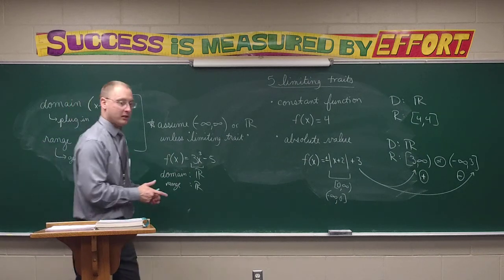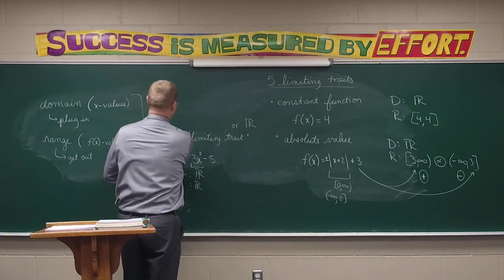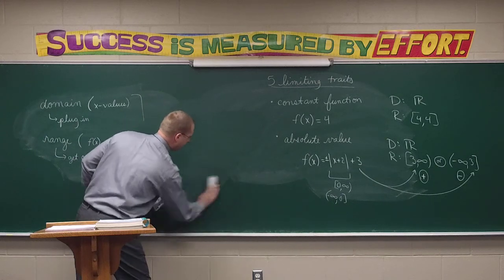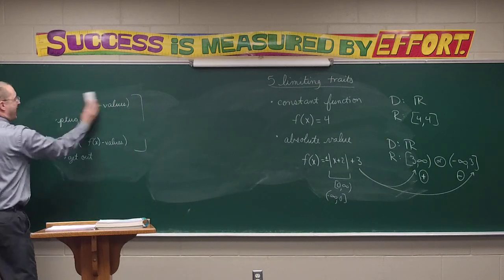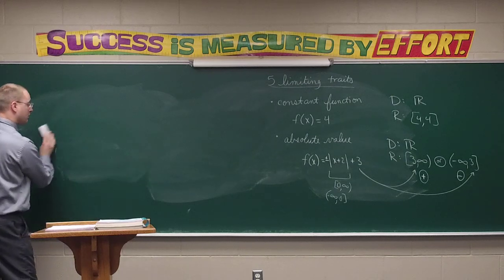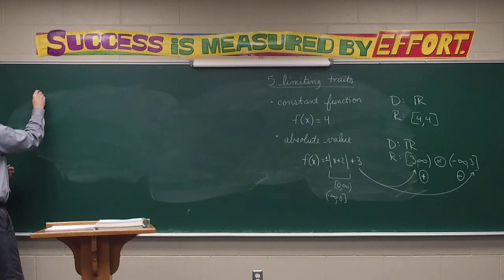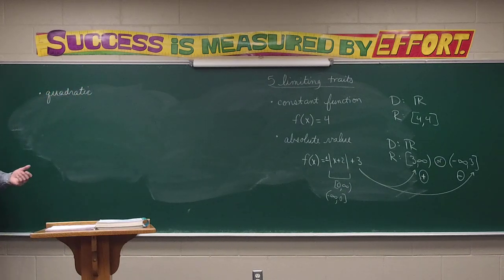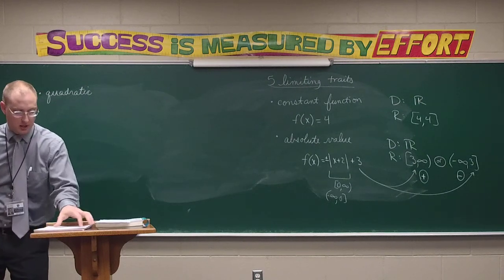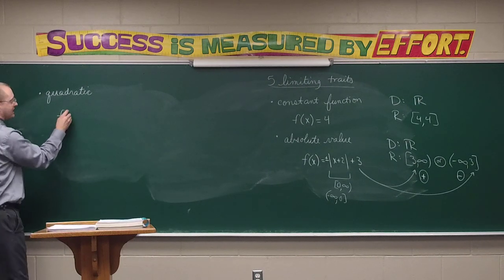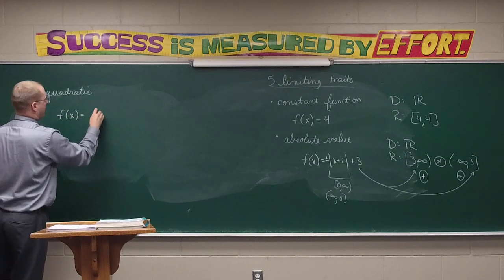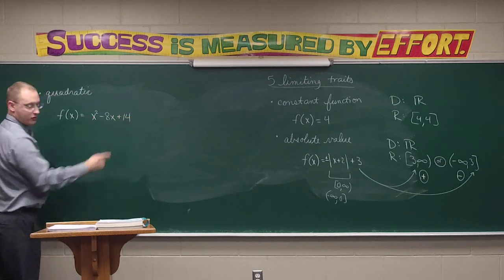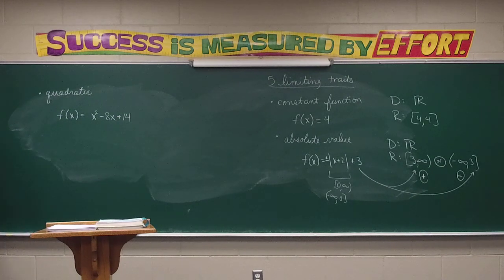Questions on these first two traits? All right, the next trait is something we've already looked at. It's that squared thing. Because remember, like absolute value, squared values have to be, class, positives. So we'll say a quadratic trait, the x squared, if you will, is the next limiting trait in a function. For instance, if I said f of x is equal to x squared minus 8x plus 14, or something weird like that. Well, again, because of this x squared, whatever I plug in here has to be positive.